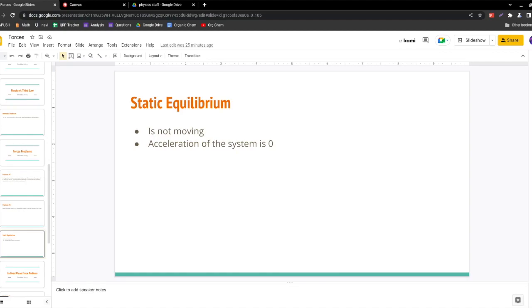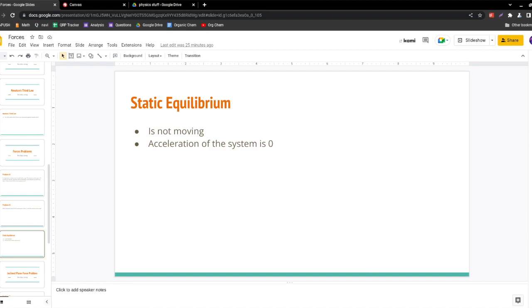After I was done recording the conceptual videos, I realized I forgot to go over static equilibrium and how to solve problems associated with that. So, in this case, equilibrium just means that the system has no acceleration. So it might have a velocity or it might be at rest.